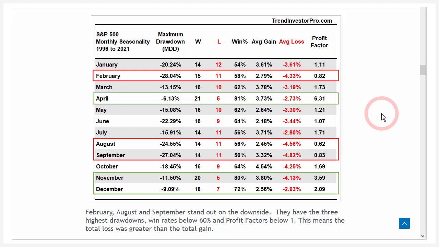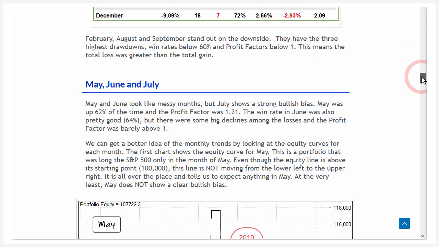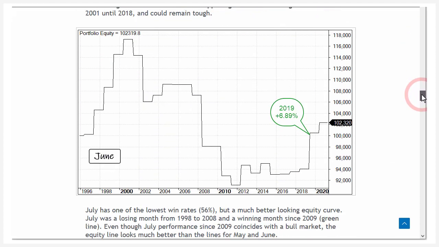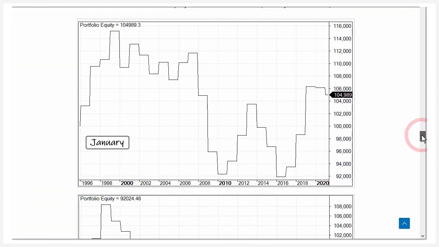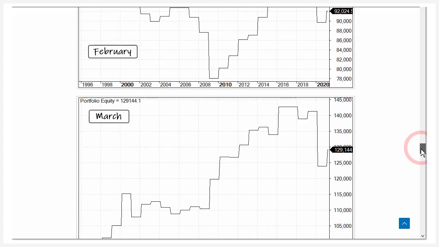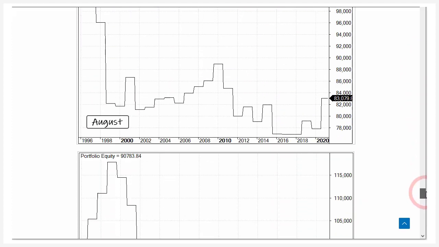Now, that doesn't guarantee a correction. Seasonal patterns come second to price action. And as I said, I've got these 3 breadth indicators that I'm watching for signs of an actual signal, and I've yet to get that signal. Now, further down, I've got an equity curve for each month. And so there you can see January, February, and I'm going to skip all the way down to August.